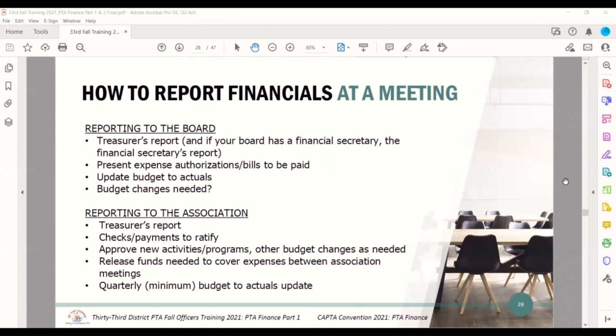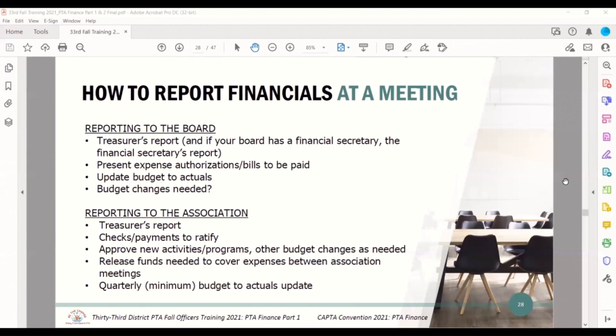You're going to want to make sure that any new activities or programs and any changes to the budget are reported to the association and approved. And then we want to make sure that we release funds. So what that means is that even though at the beginning of the year, the association approved your budget, that is not permission to spend the money.